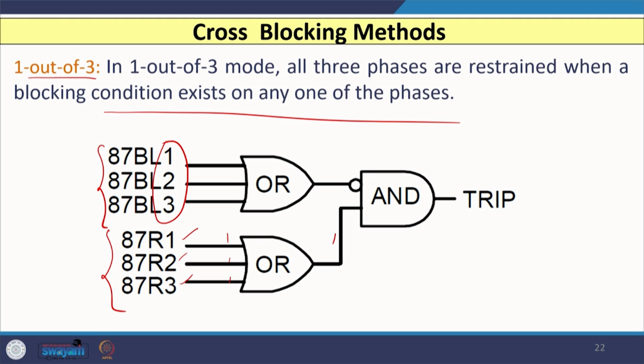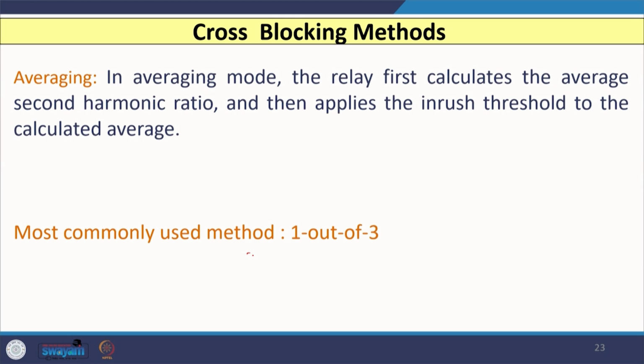Whereas, in the earlier case, if in any of the two phases the percentage of second harmonic is greater than the threshold value, then the blocking is given. The fourth method is the averaging method. In this case, the relay first calculates the average of the second harmonic ratio, and then it is applied to the inrush threshold, so that the average can be calculated, and based on that the blocking is initiated.